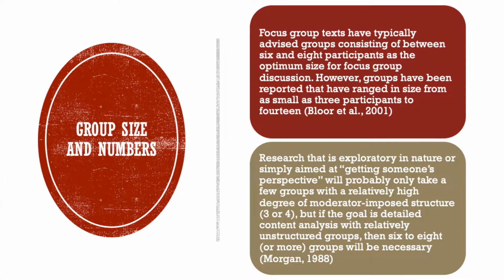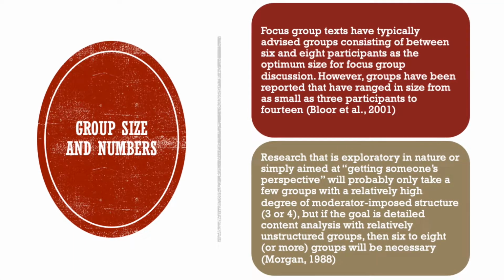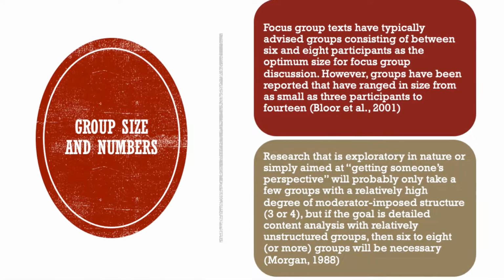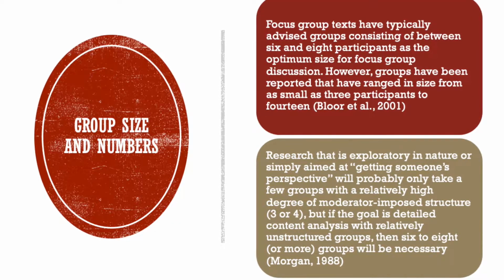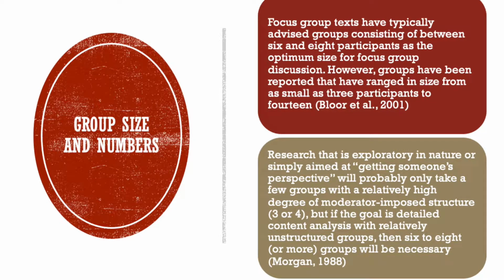Focus groups will typically have between 6 and 8 participants as the optimum size. However, you can manage this as you see fit for your specific research project. The good thing is that you probably won't need to do many focus groups either, because you will collect so much data in each one.